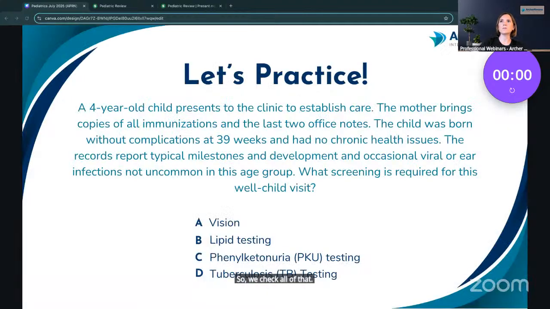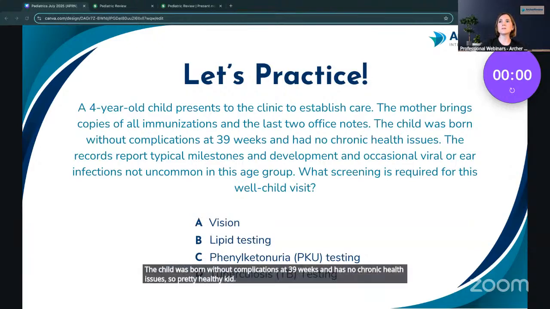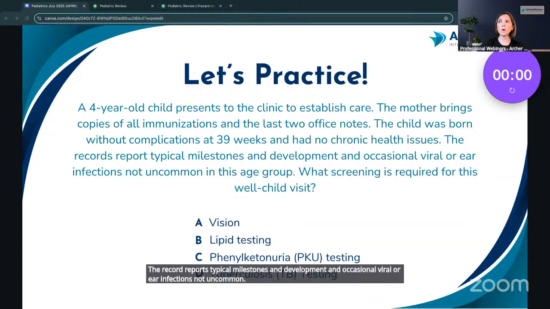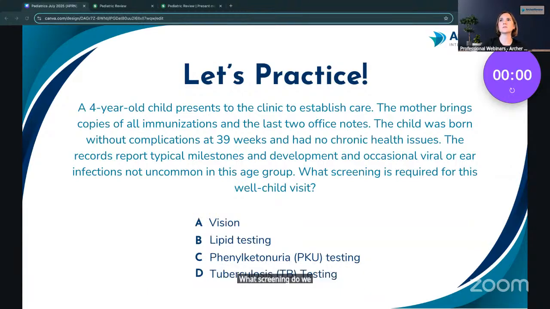We have one more practice question to check. A 4-year-old child presents to the clinic to establish care. The mother brings copies of all the immunizations and the last 2 office notes. The child was born without complications at 39 weeks and has no chronic health issues, so pretty healthy kid. The record reports typical milestones in development and occasional viral or ear infections, not uncommon. What screening do we need to do at this well-child visit?